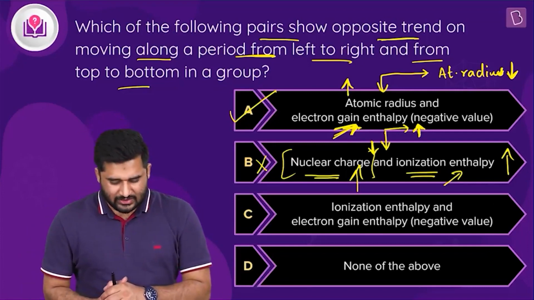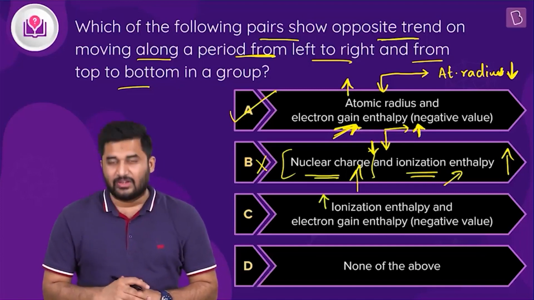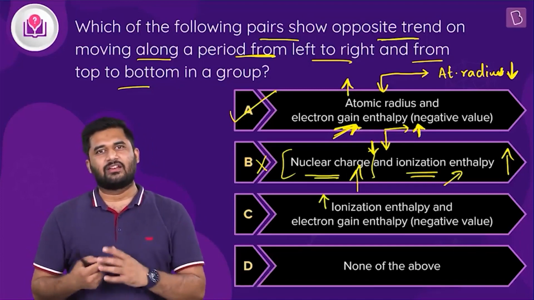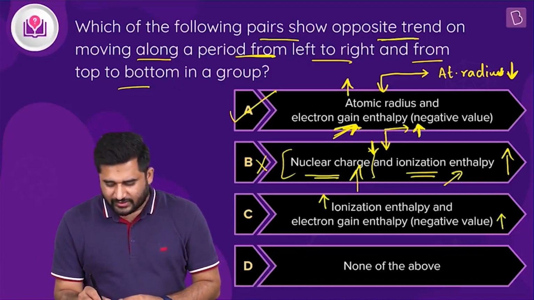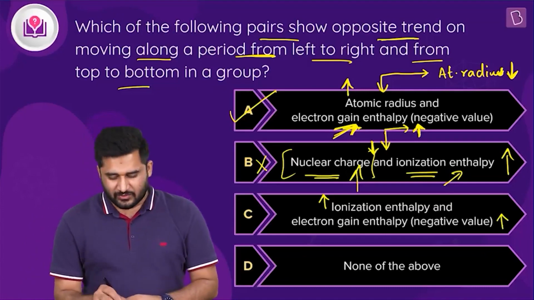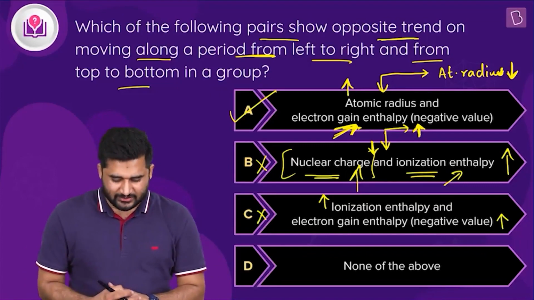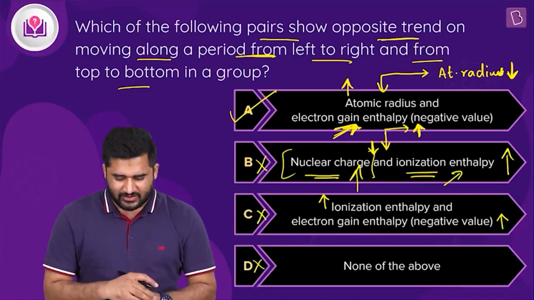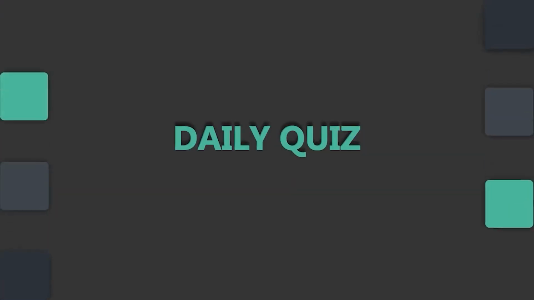So now you can see in option C, we have ionization enthalpy, which we know will increase as you move from left to right in a period. And electron gain enthalpy is a negative value. We already discussed that it will also increase as you move along the period, which means the trend is not opposite, it is the same. So option C cannot be the answer. And option D obviously cannot be the answer. So the only correct answer to this question is option A.